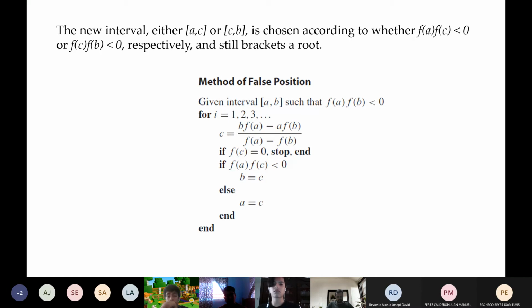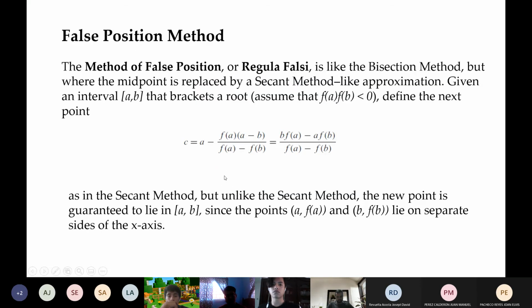So it's going to be a decision. If we see that now, for example, I have A and B, which are the initial conditions. So this is a bracket. In general, I have to check this condition. So I compute C. And then if FA times FC is less than zero, the interval is going to become C, B. But if FC times FB is less than zero, then it is going to become A.